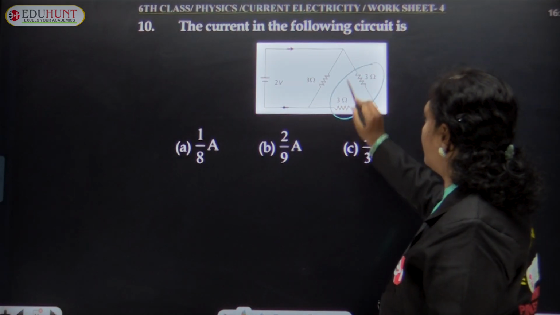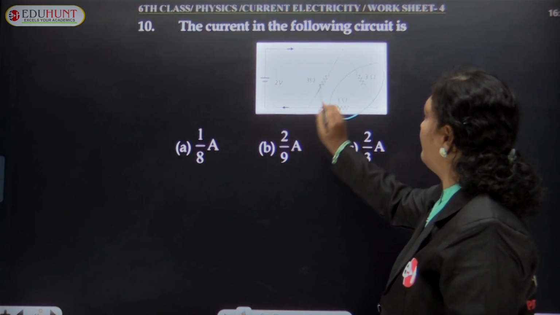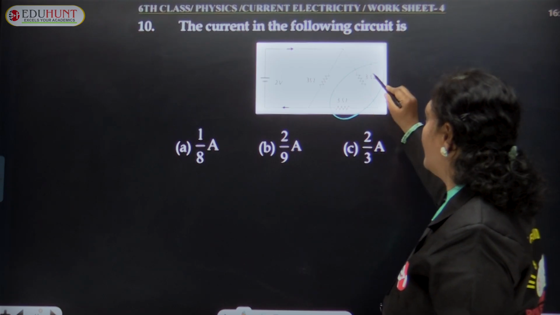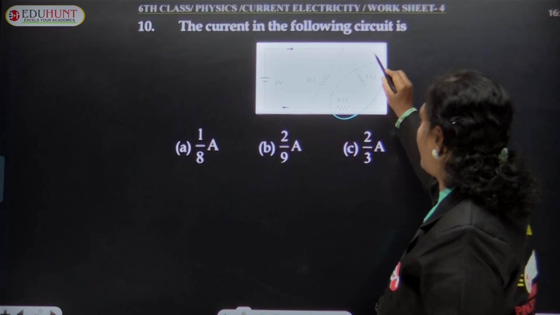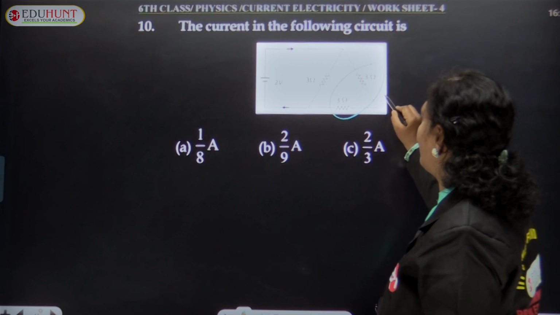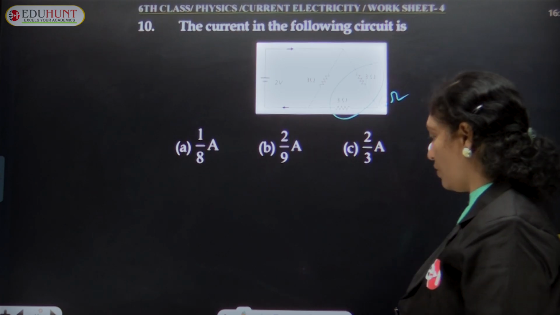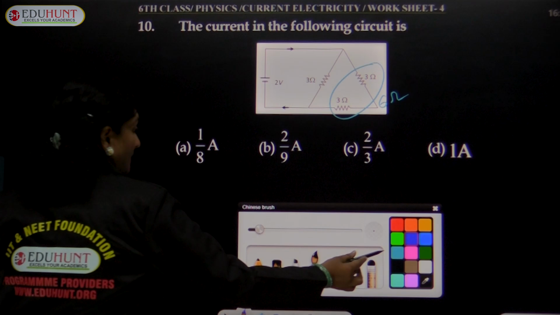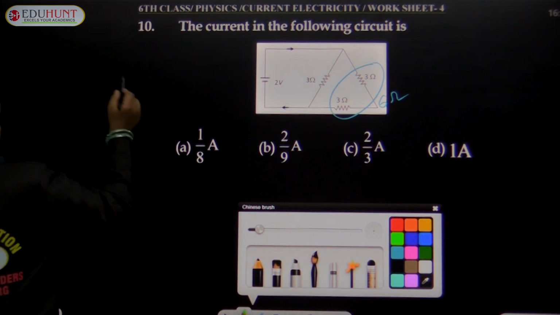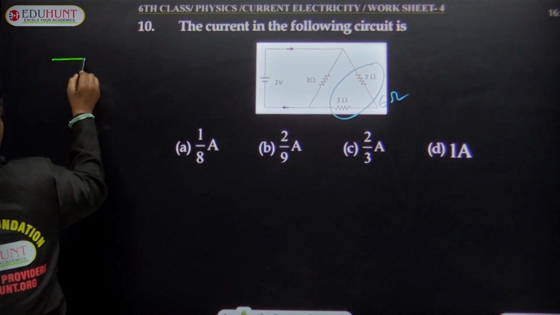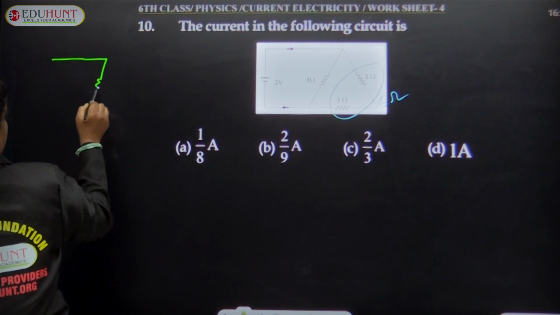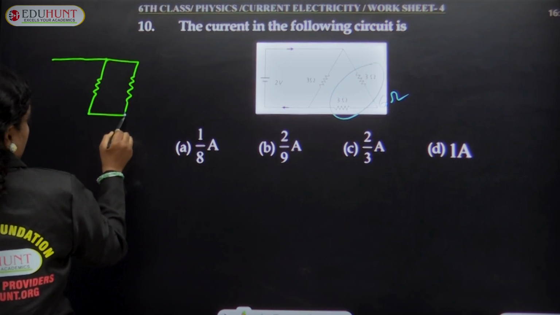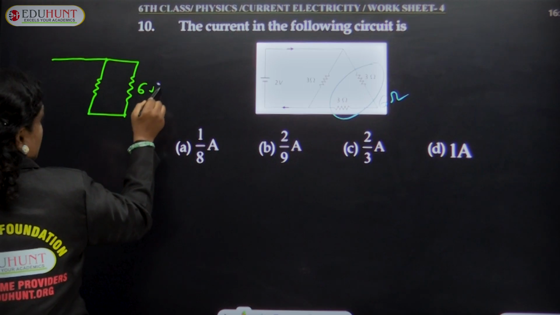So clearly in this, forget about this. These two resistors are connected in series. 3 and 3 when connected in series, the effective resistance is found to be 3 plus 3, which is 6 ohm. Hence the equivalent circuit diagram is something like this. This combined effect I am writing as 3 plus 3, we got it as 6 ohm.